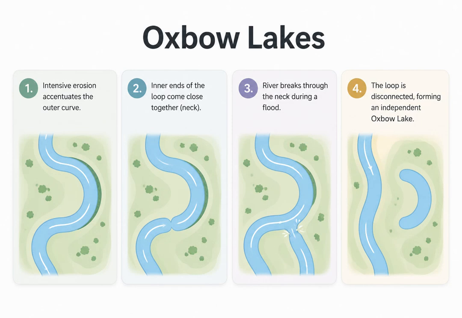Over time, the continuous erosion on the outer bends of a meander makes the loop more and more extreme. The neck of land between the two sides of the loop gets narrower and narrower. Eventually, usually during a flood, the river simply breaks through that narrow neck to take the straighter, faster path. Deposition quickly seals off the ends of the abandoned loop, leaving behind a crescent-shaped, independent body of water called an oxbow lake. Over time, these lakes often fill with vegetation and turn into swamps.